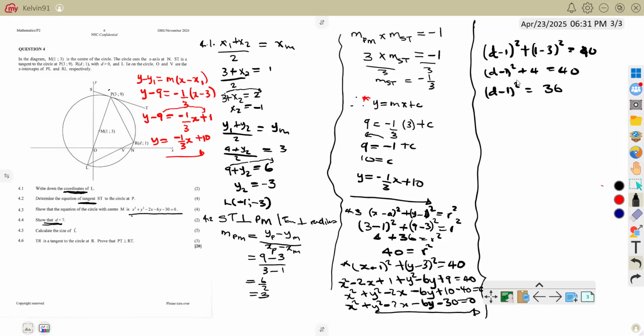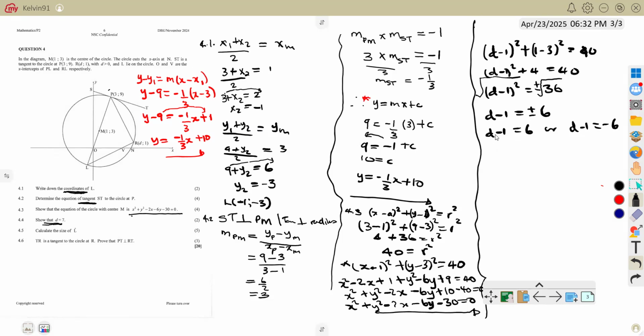But we want to take out the squared, so it means we take the square root, but here it's plus or minus. So it means our D minus 1, the square root and the 2, which is the exponent, will be equal to plus or minus 6. So we are left with two answers: D minus 1 equal to positive 6, or D minus 1 equal to negative 6.